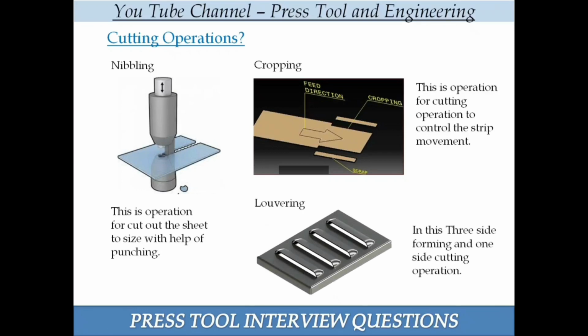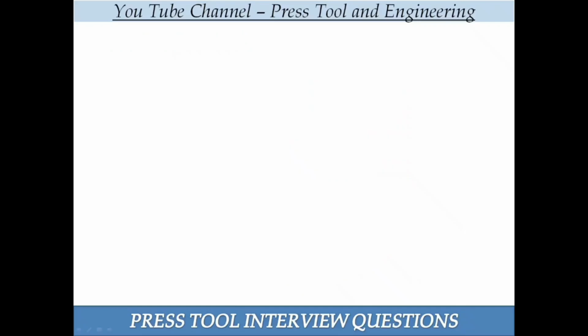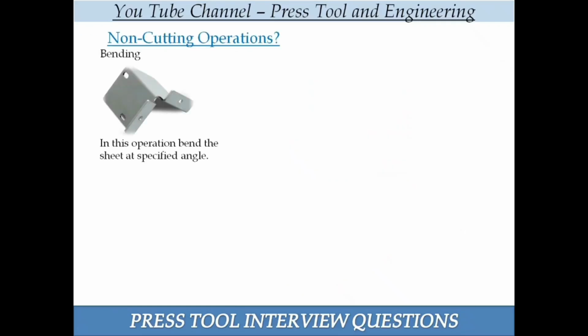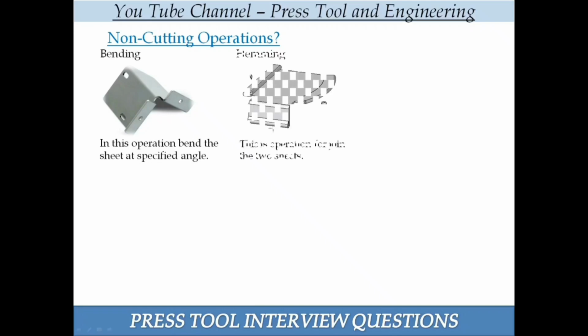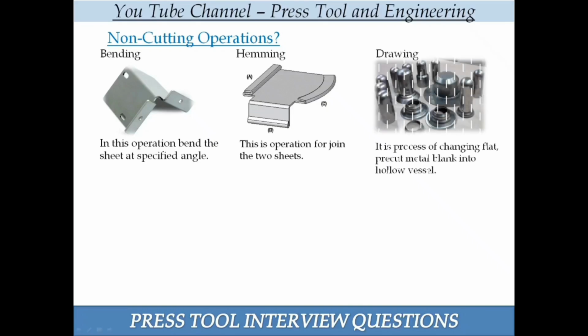Lancing. In this, three sides of forming and one side of cutting operation, the figure is shown. Three sides of bending and one side of cutting is called lancing. Non-cutting operations. Bending. In this operation, the sheet is bent at a specified angle, which is called bending. Hemming. This is an operation to join two or more sheets, called hemming.